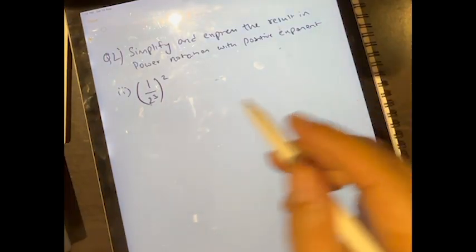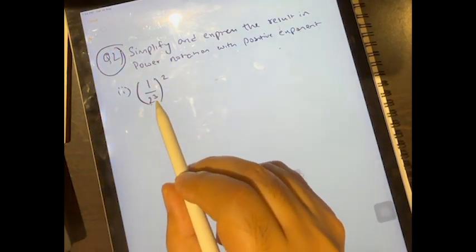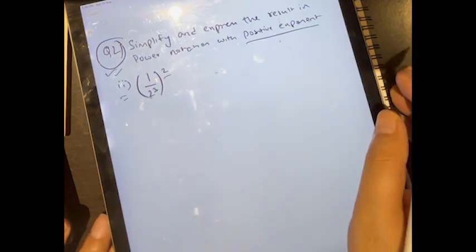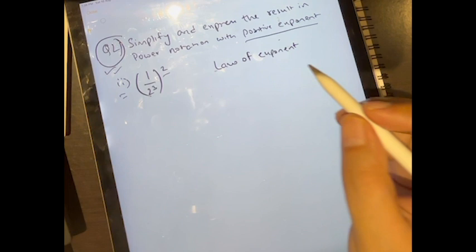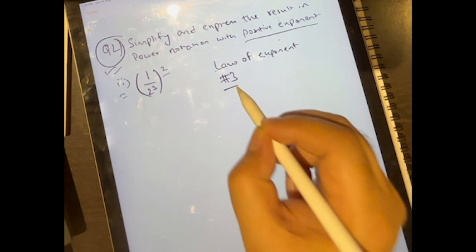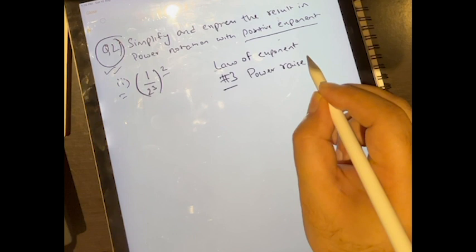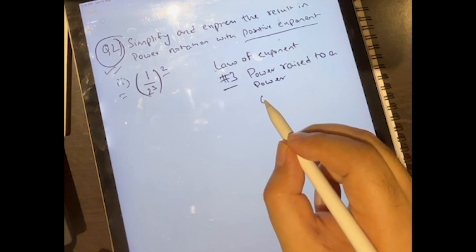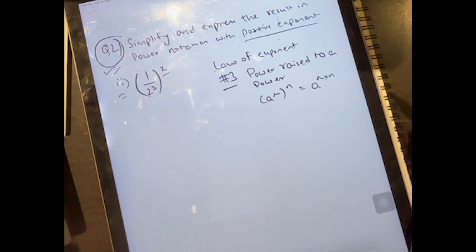Alright, the second question that we have under question number 2 is 1 by 2 raised to the power of 3 overall raised to the power of 2. This is an interesting question again, and we will apply the law of exponent. As per my video, this was law number 3 that we learned last time around. It says power raised to a power, and in this case your equation will look something like this, right?